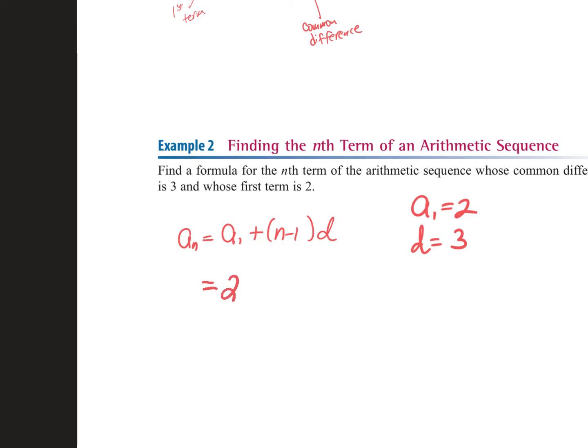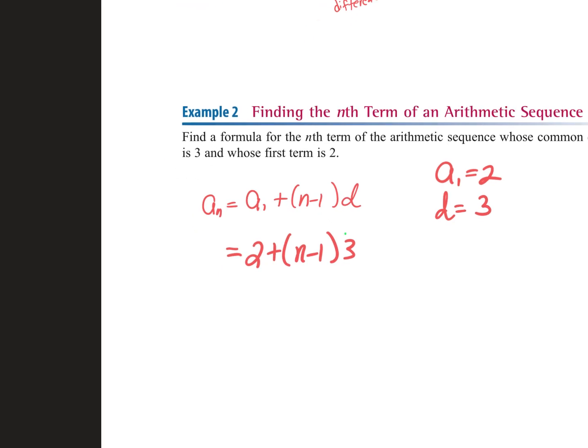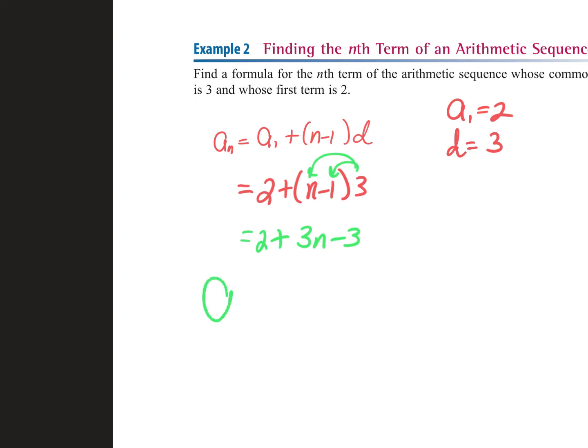The first term is 2 plus n minus 1 times 3. What do I do with that 3? I have to distribute it first. Good. So I have 2 plus 3n minus 3. Can I combine anything? Yep, positive 2 and negative 3. So my rule for this sequence of numbers is 3n minus 1.